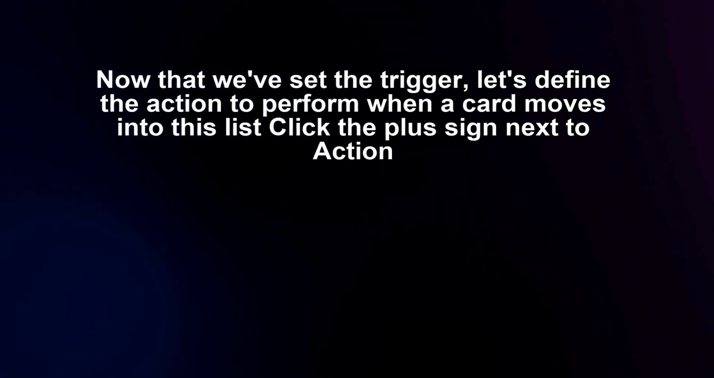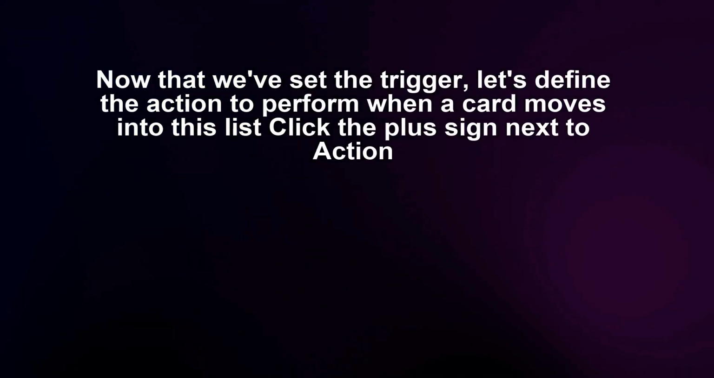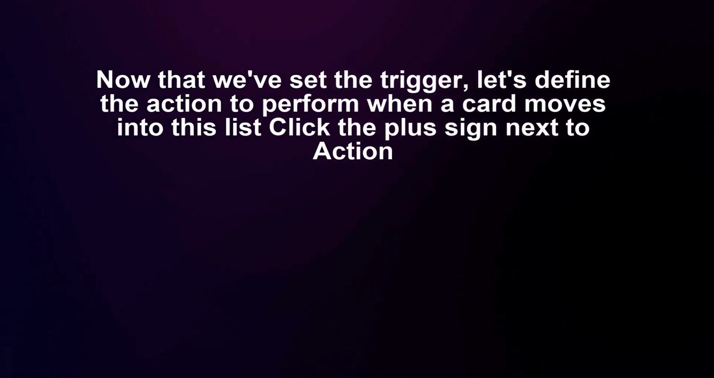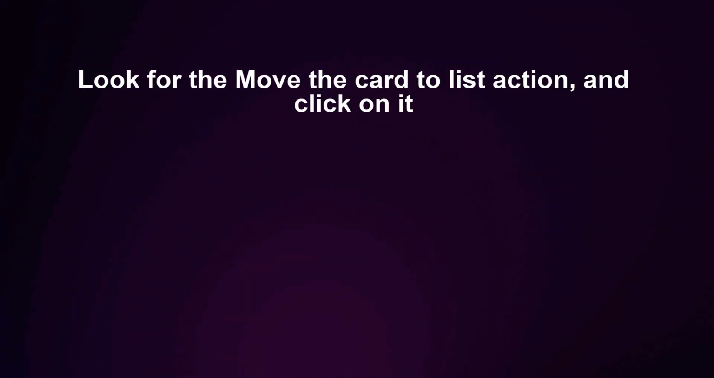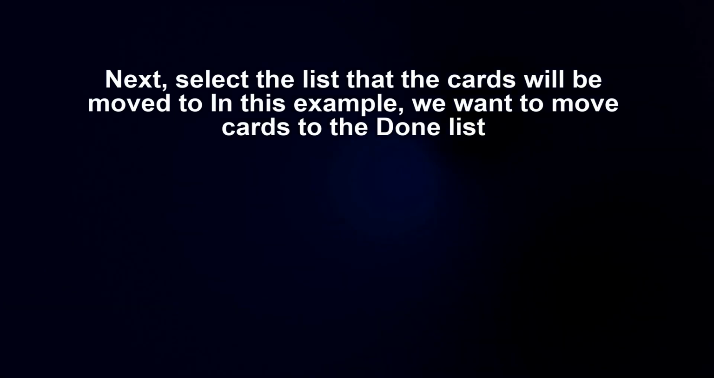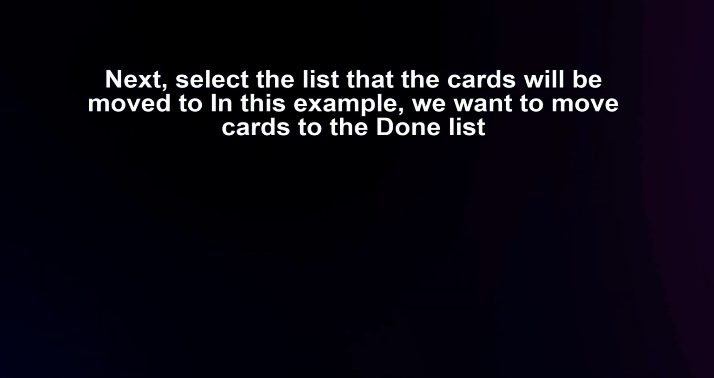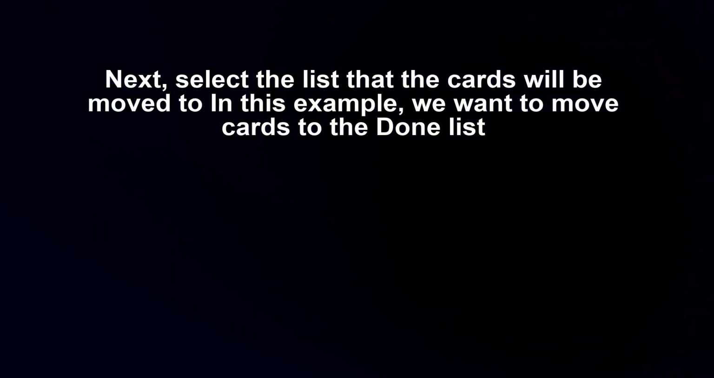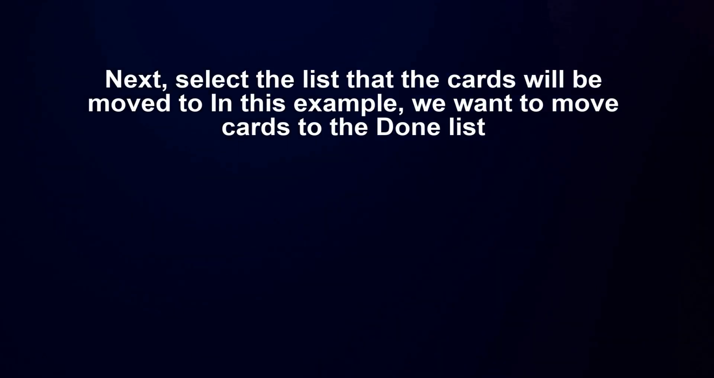Now that we've set the trigger, let's define the action to perform when a card moves into this list. Click the plus sign next to action. Look for the move the card to list action and click on it. Next, select the list that the cards will be moved to. In this example, we want to move cards to the done list.